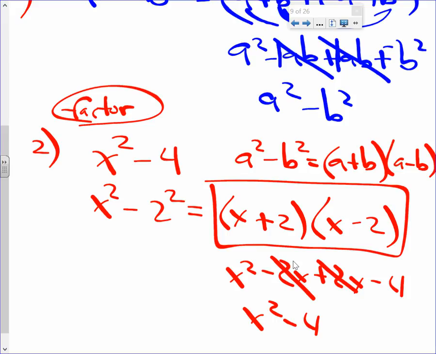That's just a matter of memorizing the pattern. That's the whole point of the lesson. The plus and the minus are right there. Look at the pattern: a squared minus b squared. What's my a value? X. What's my b value? 2. I'm just following this pattern. This is the main part of the lesson: a squared minus b squared equals a plus b times a minus b.